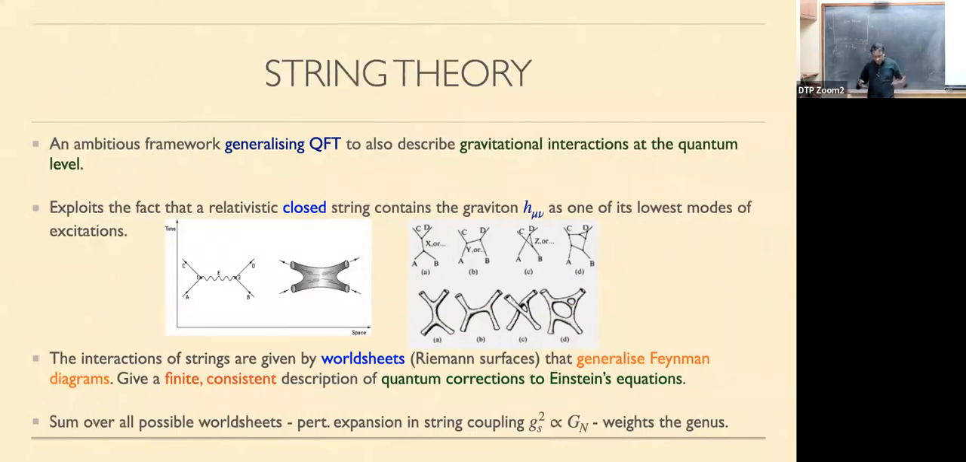So these are two broad frameworks, and gauge string duality, through string theory, connects these two in a very unexpected way, as you've also probably heard. But okay, string theory is an ambitious framework. It aims to generalize the quantum field theory framework in a way that captures gravitational interactions at the quantum level as well. What will be important for us to keep in mind in this talk is that the underlying reason that led to string theory being considered as a promising theory of describing gravity is the fact that a relativistic closed string contains the graviton as one of its lowest modes of excitation.